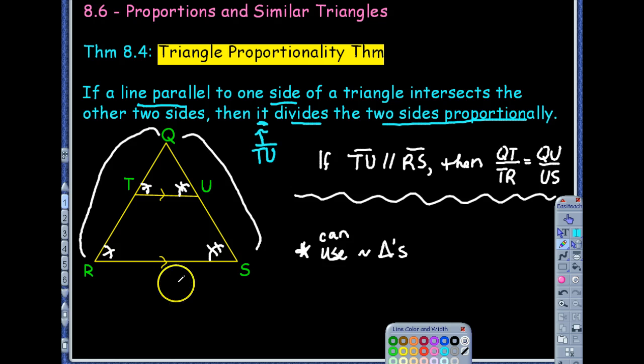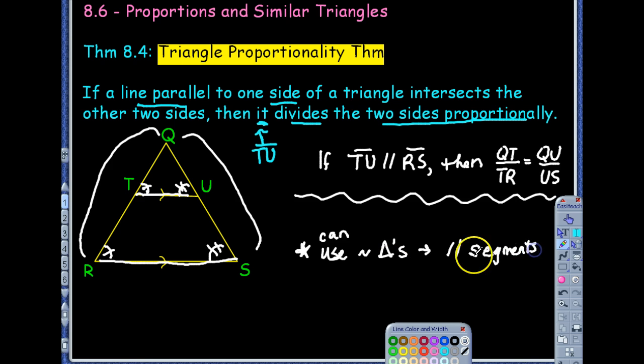Exactly. In other words, if you're comparing, for example, TU and RS, those are actually sides of the triangles, and that is not part of the triangle proportionality theorem in terms of the pieces. So if I want to talk about TU and RS, I need to be talking about maybe QT and QR, not just the piece of TR. I think that's one of the biggest mistakes, and it's easy to make. So when would you use similar triangles? Well, when you're using the sides of the triangle, especially when you're comparing the parallel segments.